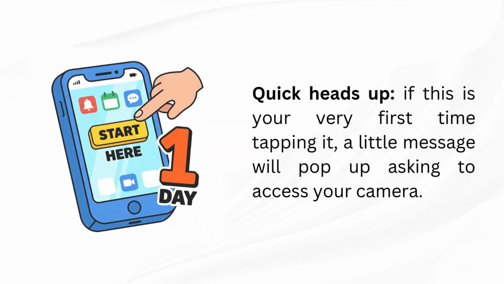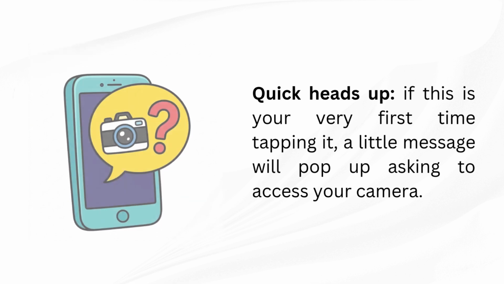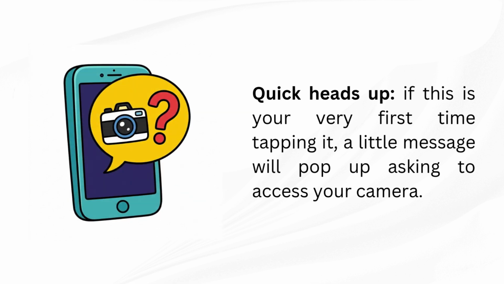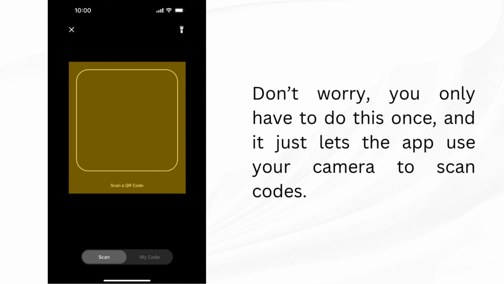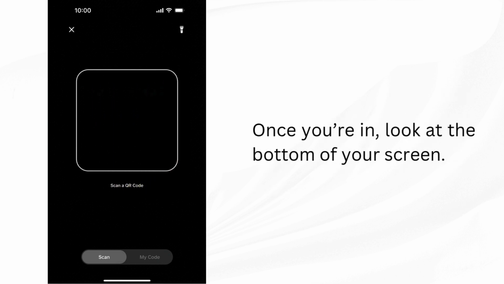Quick heads up, if this is your very first time tapping it, a little message will pop up asking to access your camera. Just hit Allow. Don't worry, you only have to do this once, and it just lets the app use your camera to scan codes. Once you're in, look at the bottom of your screen.